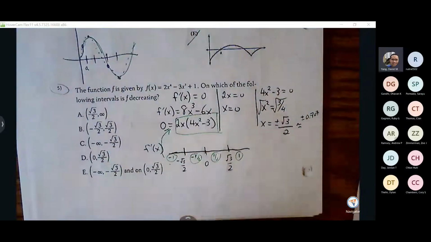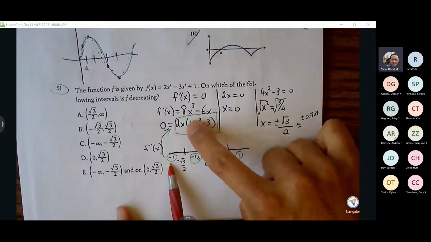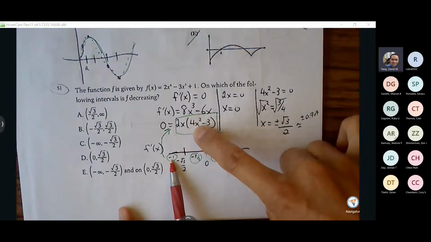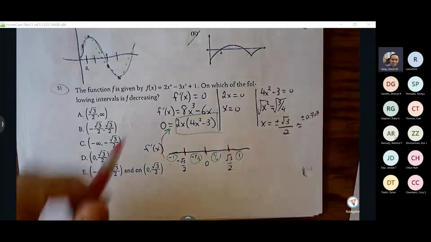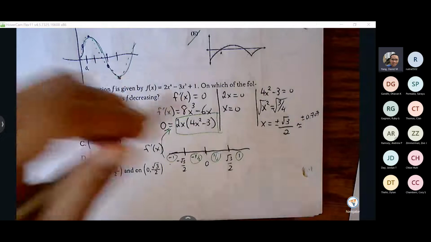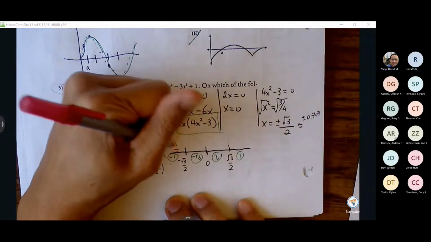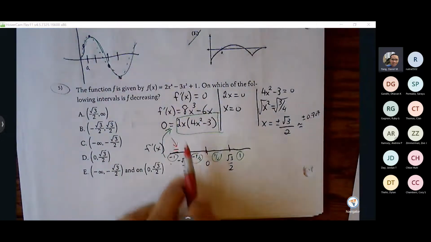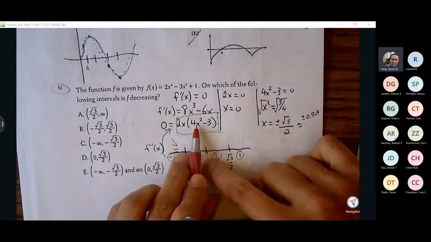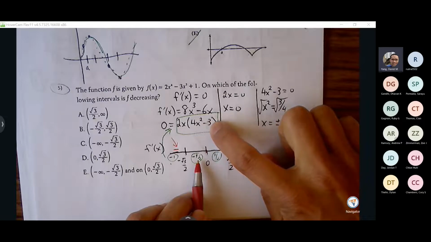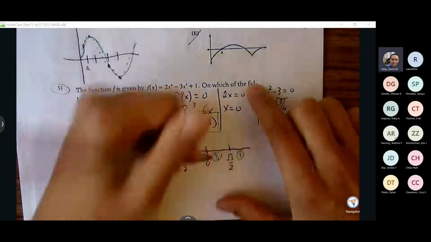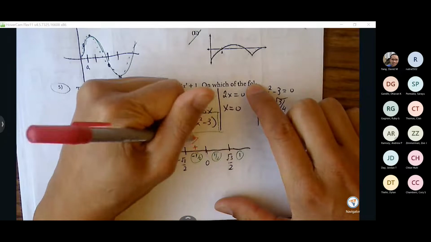Okay, so negative 1 in for x. Negative 1 in for x here, that's 4 minus 3, which is positive. Negative times positive is negative. Okay, next interval, negative 1/2. 2 times negative 1/2, that's negative. 4 times negative 1/2 squared, that's going to be 4 over 4, that's 1. 1 minus 3 is negative. Negative times negative is positive.